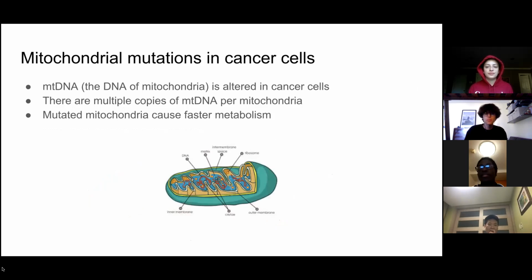In most cancer and tumor cells, the DNA that governs the mitochondria, called mtDNA, is altered. It's quite difficult to actually study the physical changes to the DNA, since each cell has multiple mitochondria, and each mitochondrion has multiple copies of mtDNA. But it's generally known that mitochondria are altered, and these genetic changes cause faster metabolism of the cells.